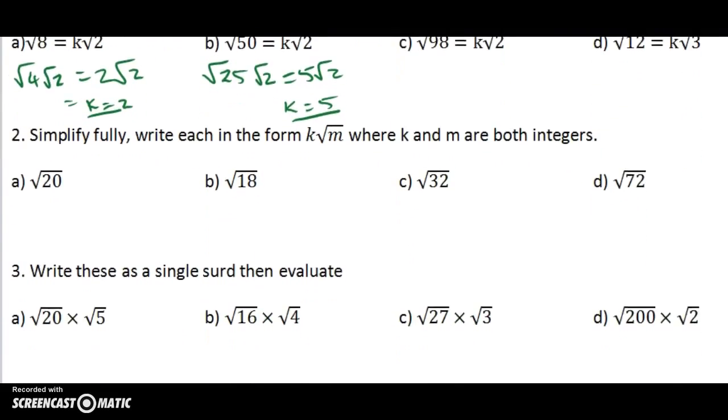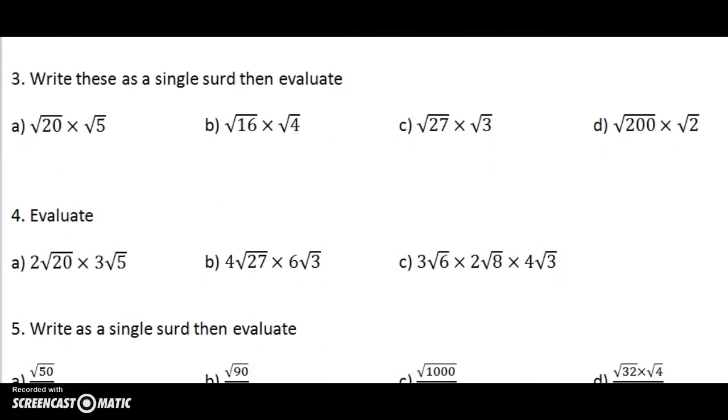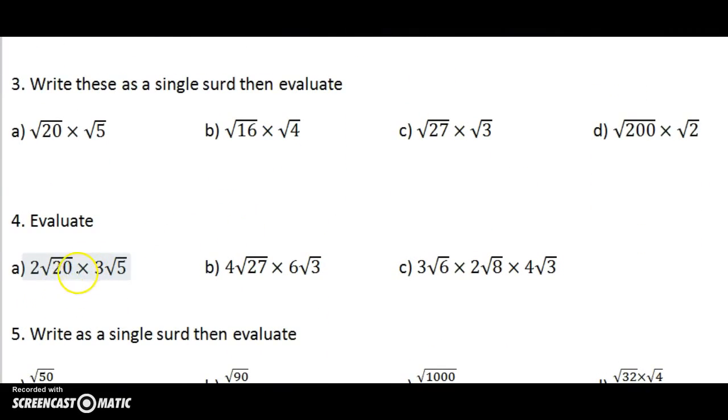We then went on to evaluating something a little bit more complicated. We multiplied out the whole numbers first, so 2 times 3 is 6. Then we started to simplify the surds. The square root of 20 can be split up as the square root of 4 times the square root of 5. We've still got this square root of 5 over here.